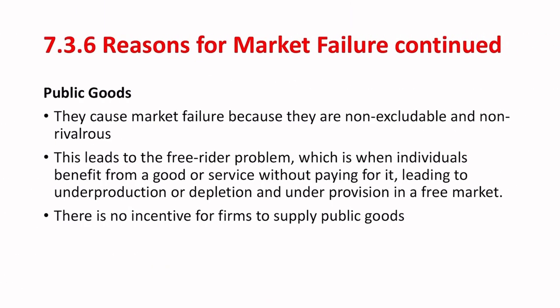Another reason for market failure is public goods. They cause market failure because they are non-excludable and non-rivalrous. This leads to the free rider problem, which is when individuals benefit from a good or service without paying for it, leading to underproduction or depletion and underprovision in a free market. There is no incentive for firms to supply public goods.